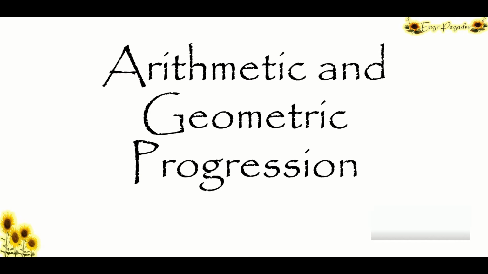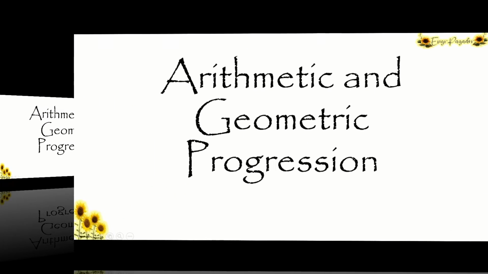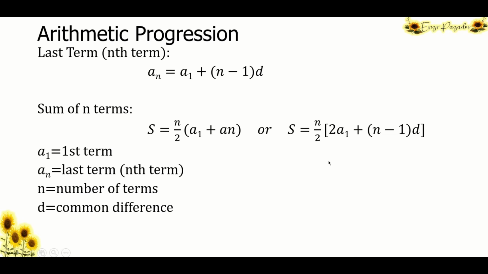This video is all about arithmetic and geometric progressions. So we are going to solve for series and sequences. Arithmetic progression, these are the formulas that are going to be used. But first, let us define what is arithmetic progression. So arithmetic progression is a sequence such that the difference between any two consecutive terms is the same constant.